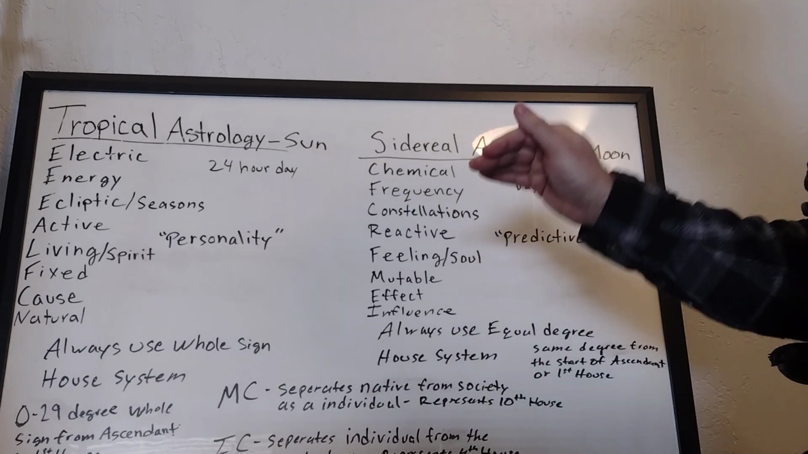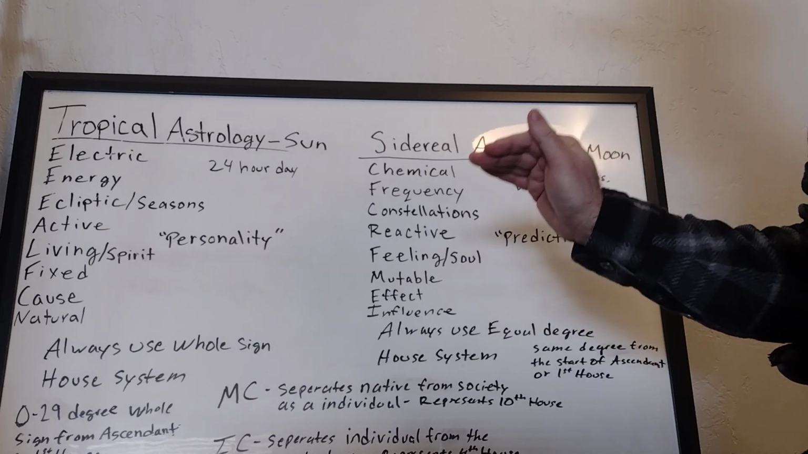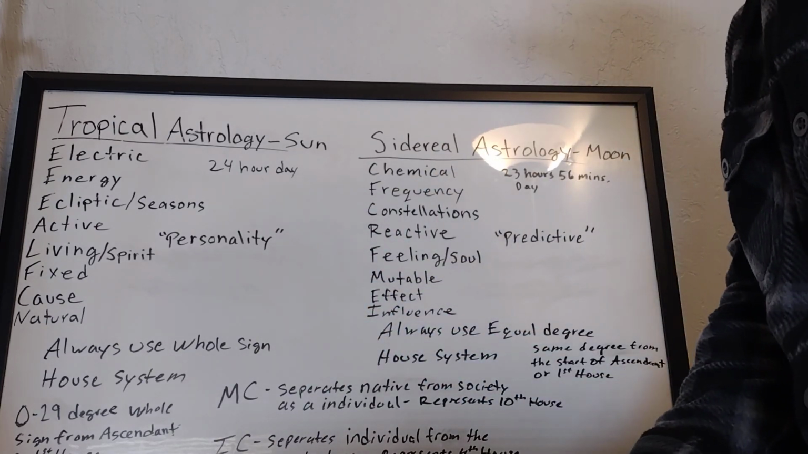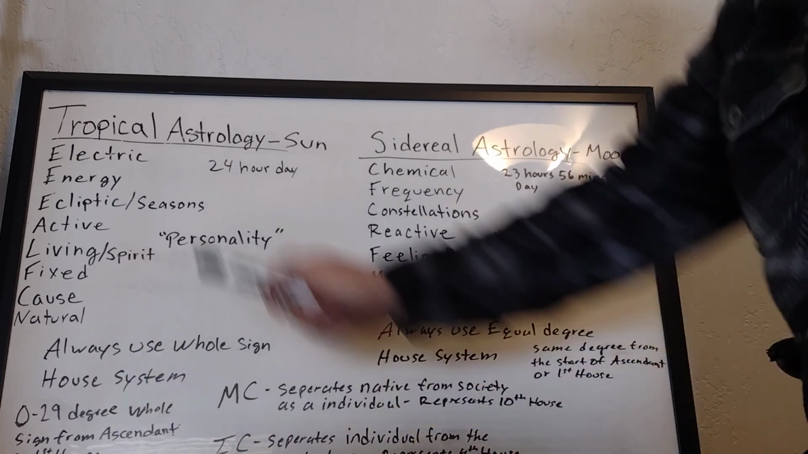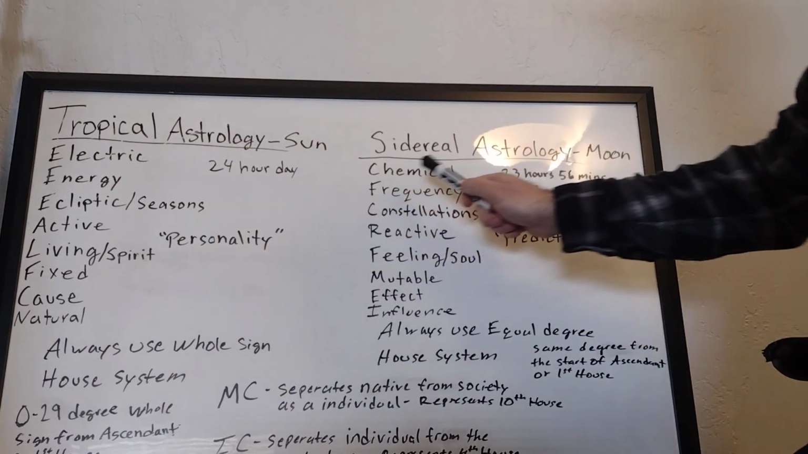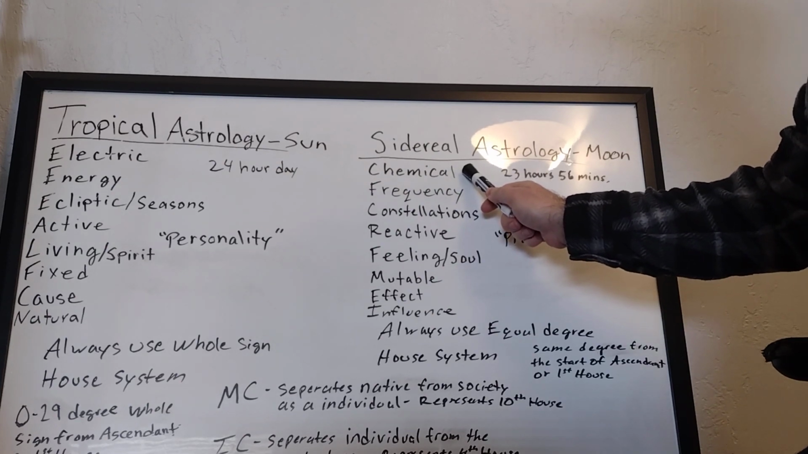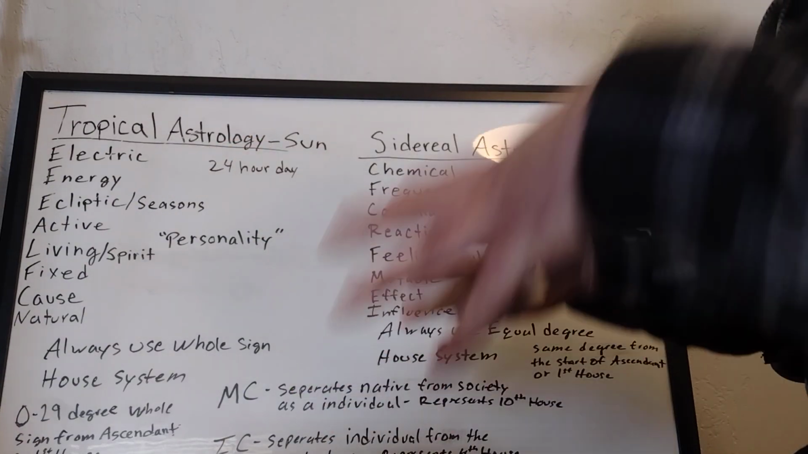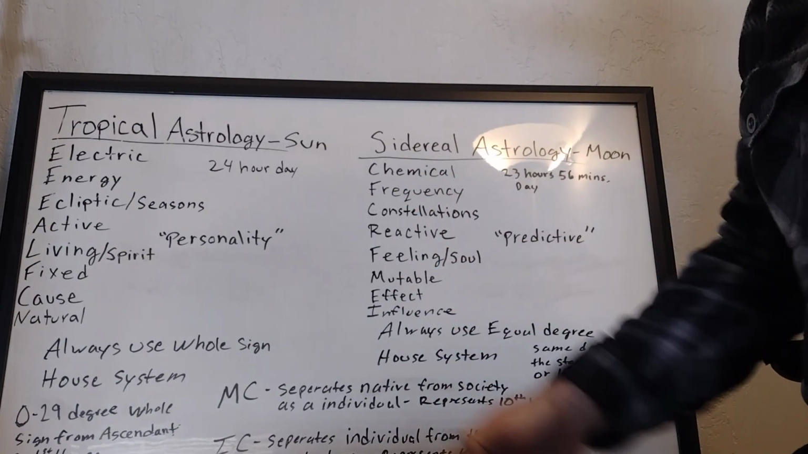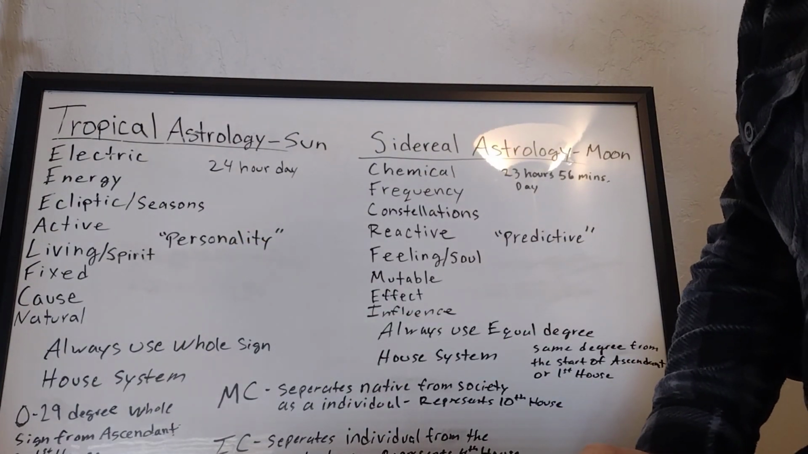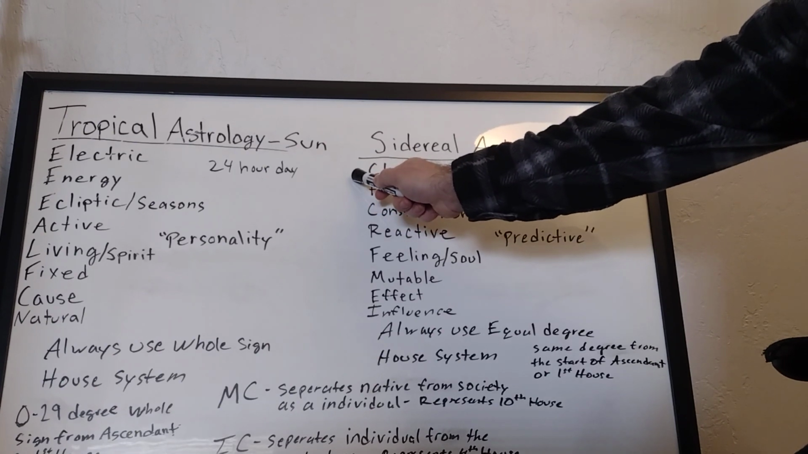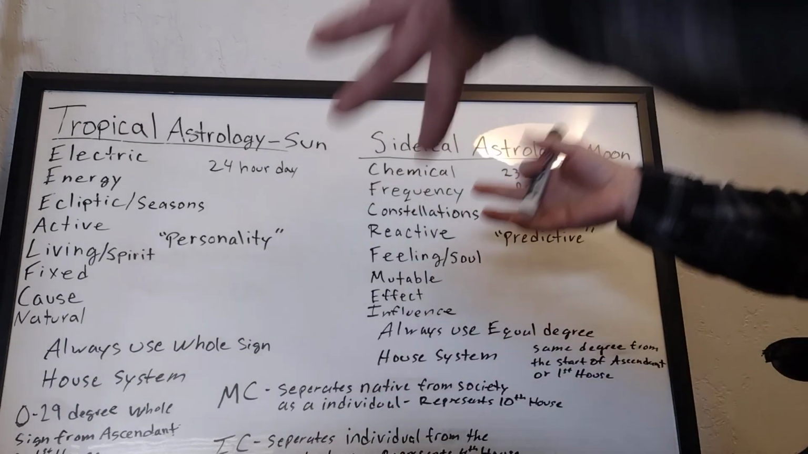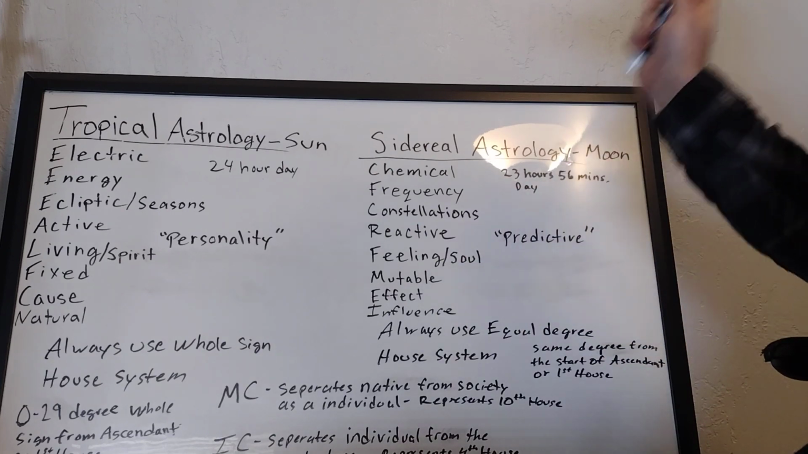It's important to know that there's actual differences, and you have to discern the proper differences between the two. Tropical astrology is electric, whereas the sidereal astrology is chemical. The tropical astrology is the electric impulsive nature in our personality, whereas it's a chemical nature with the events and circumstances and situations in our life.